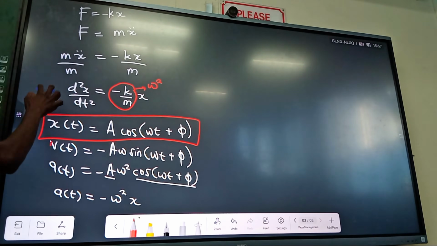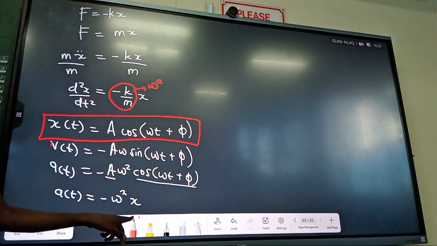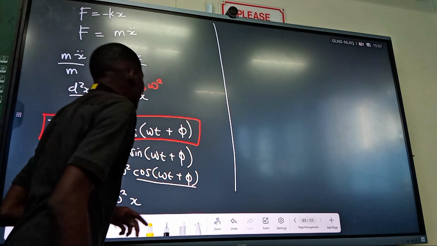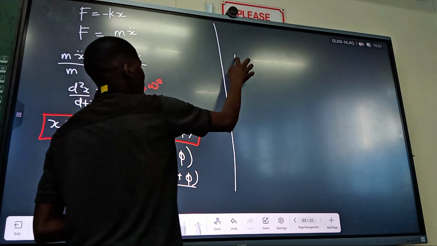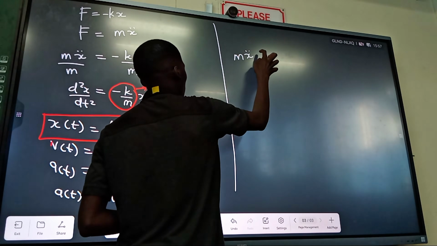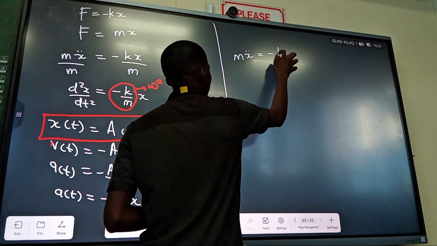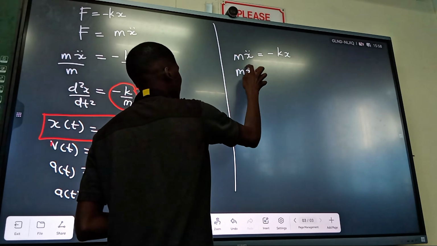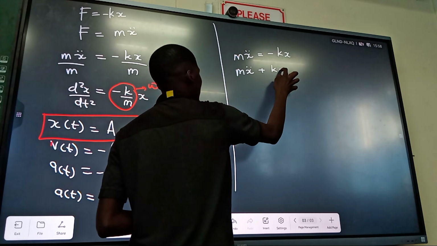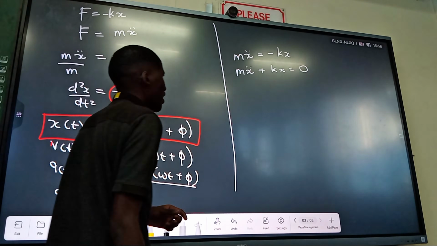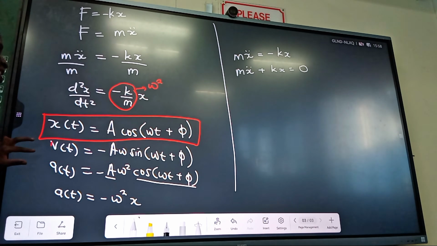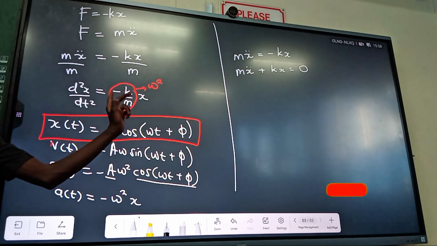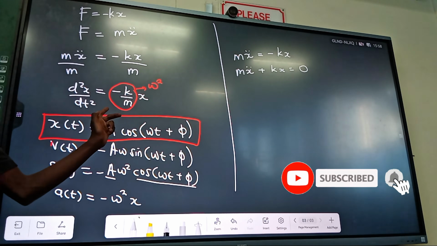We're still going to go back here and try to derive another equation for a position. So now here we have mx double dot equals negative kx. When we transpose negative kx, we get mx double dot plus kx equals 0. And now from here, remember omega squared is defined to be k over m.